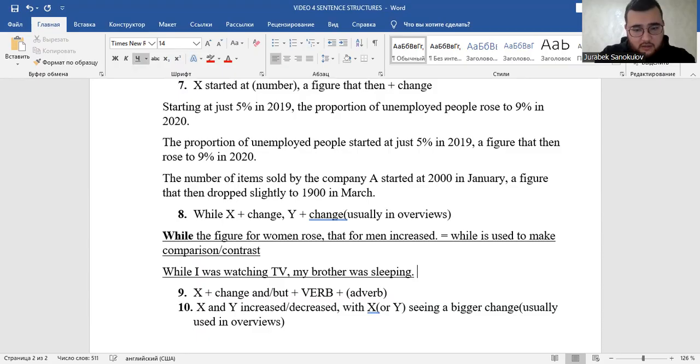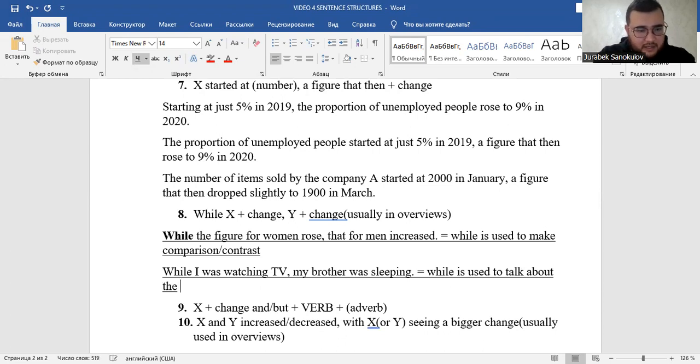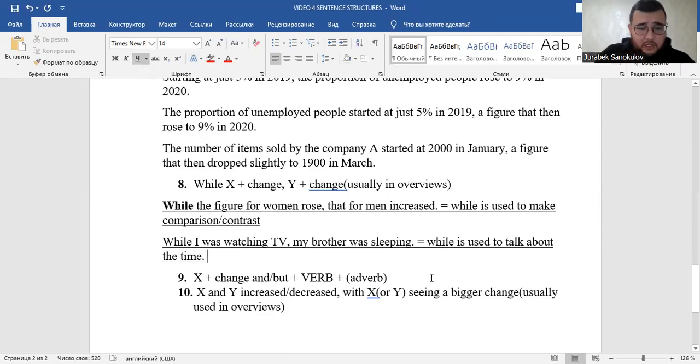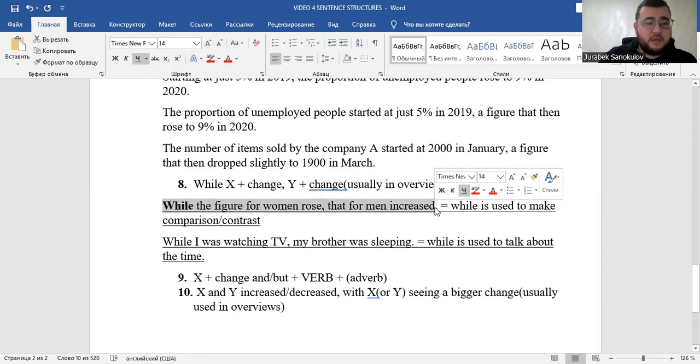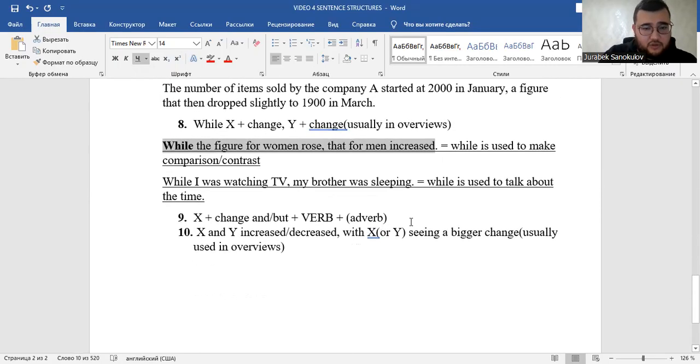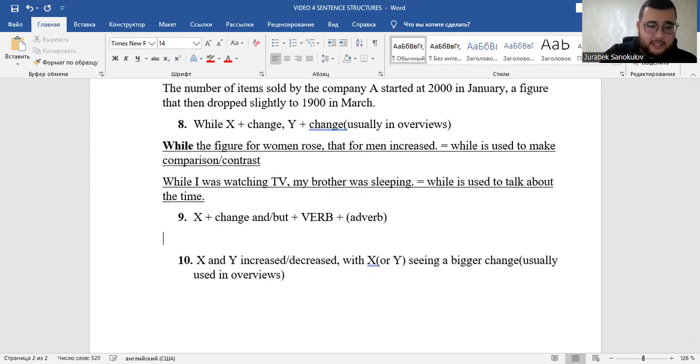Here, while is used to talk about the time, let's just say. I don't know the exact terminology, but I guess you got the point. So that's how you should use it. I will use it in overviews in the next videos, you will see them. Now, let's use the next sentence structure. So you can use this sentence structure in this way.